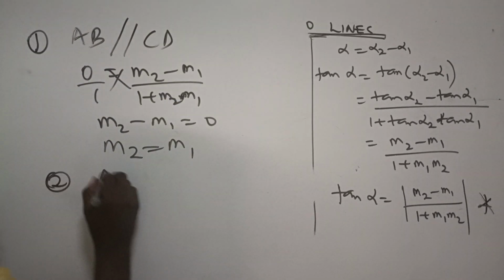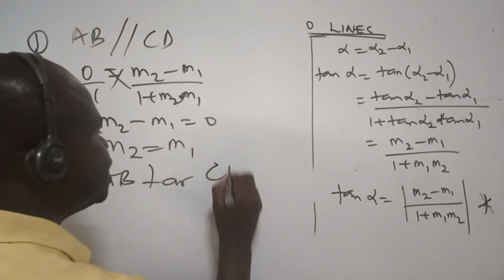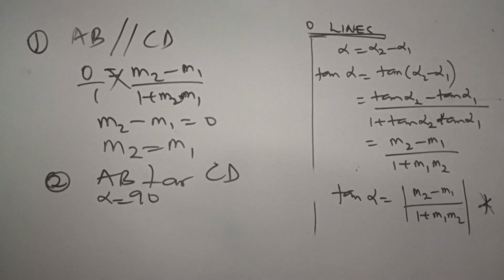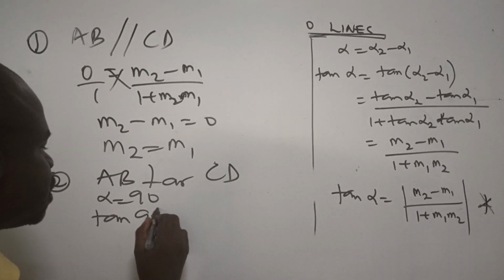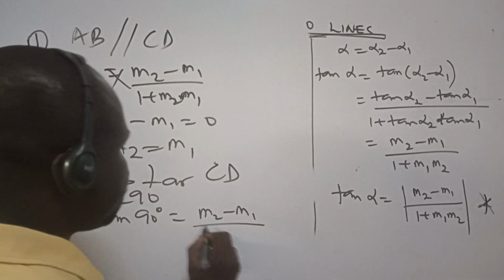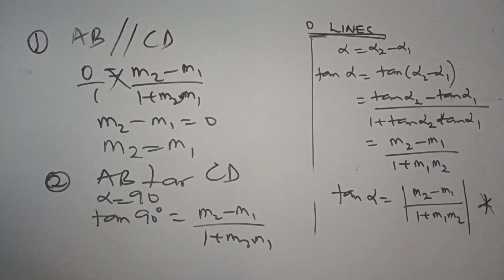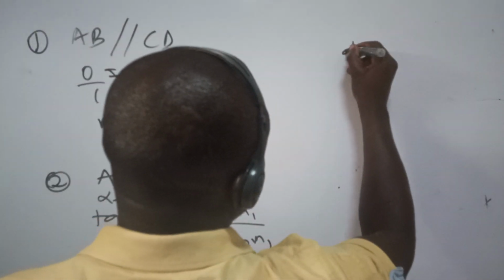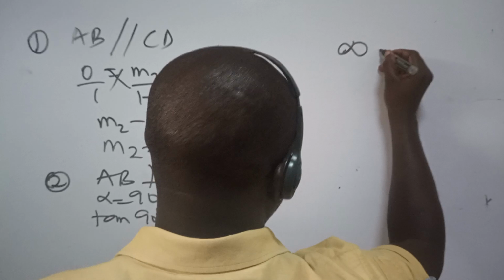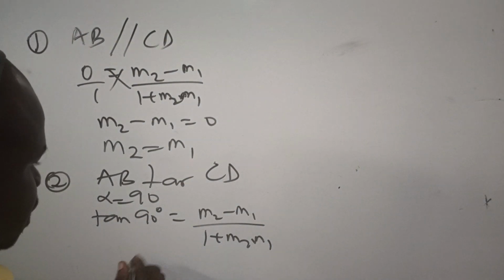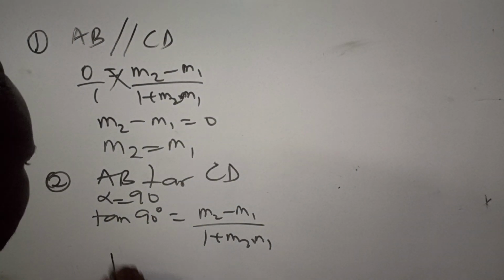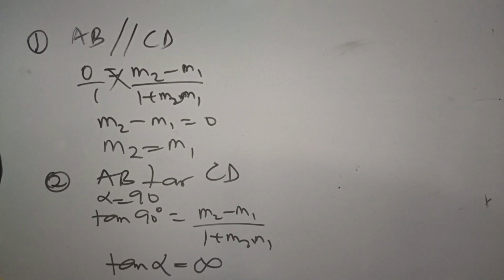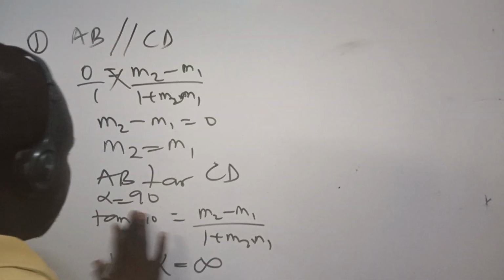The second condition is when the line AB is perpendicular to CD. If the two lines are perpendicular, that simply means that alpha will be equal to 90 degrees. Then tan 90 degrees will be equal to M2 minus M1 all over 1 plus M2 M1. From this place now, tan 90 degrees is undefined. So tan alpha will be undefined.